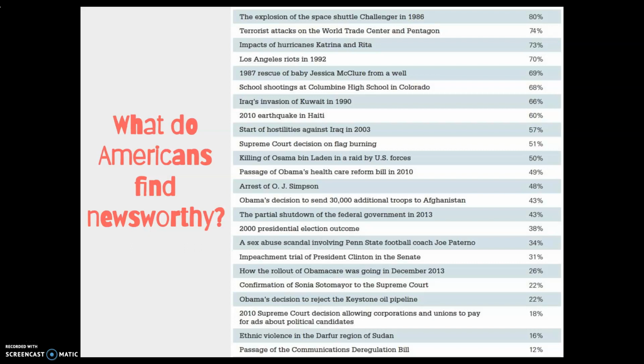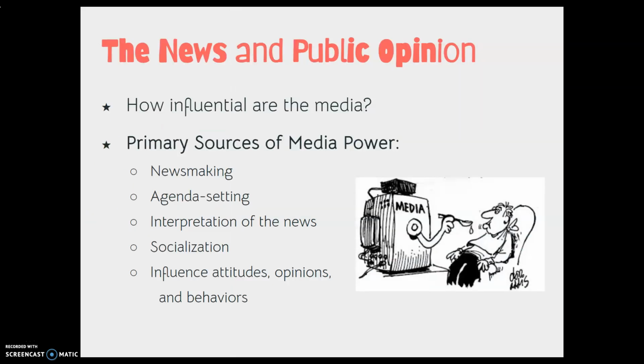But they do want to hear about the things that bleed. If it bleeds, it leads. The tragedies, the disasters, those are the things that pull viewers in, and that's why those types of stories, like the Space Shuttle Challenger explosion, or Hurricanes Katrina and Rita, or the earthquake in Haiti, end up having more viewers, what people find to be more newsworthy.